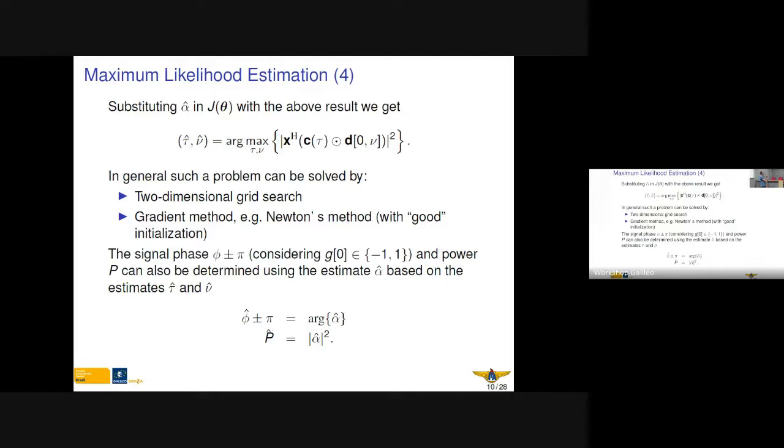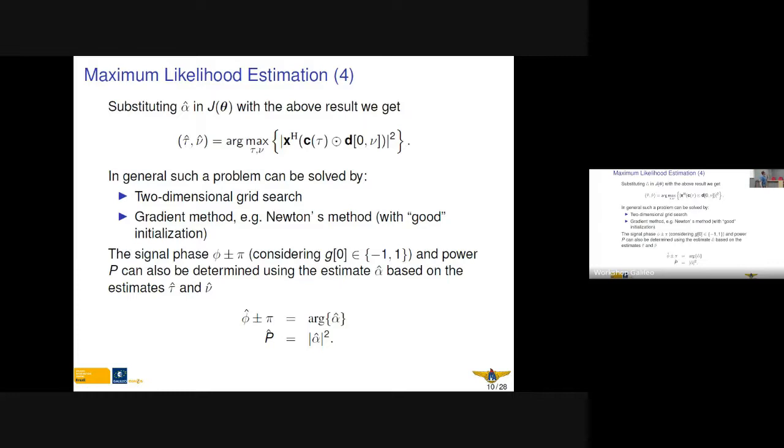For example, we can enter in a two-dimensional grid search. So what we do is we evaluate this cost function here at many values of tau and nu and look for the maximum. And say, okay, there's a maximum value. So the respective tau and nu that create this maximum value, they're our estimates.